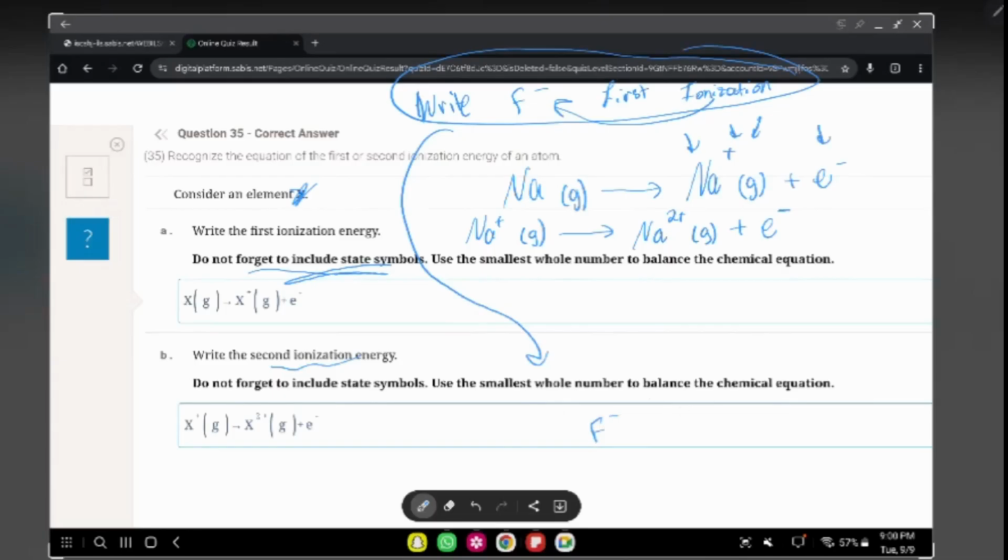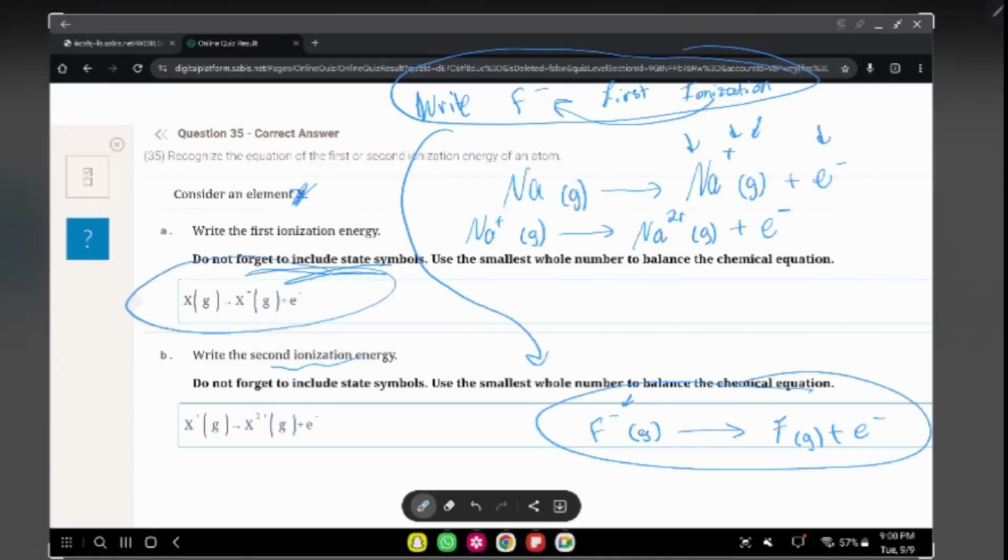The rule is you write down your element, whatever it is, then write the arrow, lose an electron. When F minus loses an electron, what does it become? It just becomes F, right? Gas plus e minus. That's it. It's a trick question. You literally just follow the rule. This is the rule. Even if you're starting as negative, always you lose an electron. Is that clear?